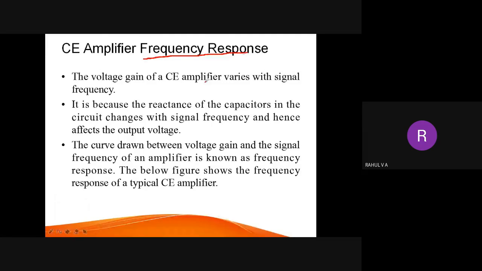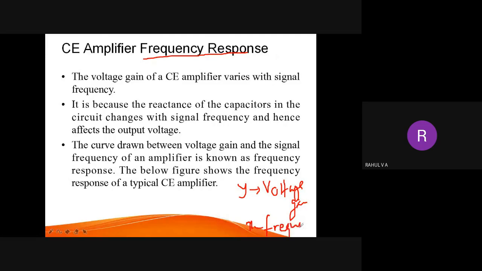Frequency response is just a plot between frequency and voltage gain. It is not voltage, it is voltage gain. So in the y axis we will plot voltage gain, and in the x axis we will plot frequency. That is the frequency response curve.